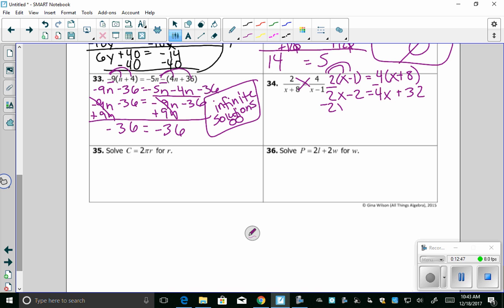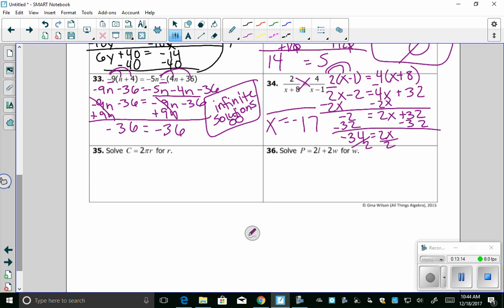Get my variables to one side. This time I'm going to go the other direction because it will make my x's positive. Subtract 32 from both sides, and you're going to get negative 34 equals 2x. Divide both sides by 2, so that you get x equals negative 17.